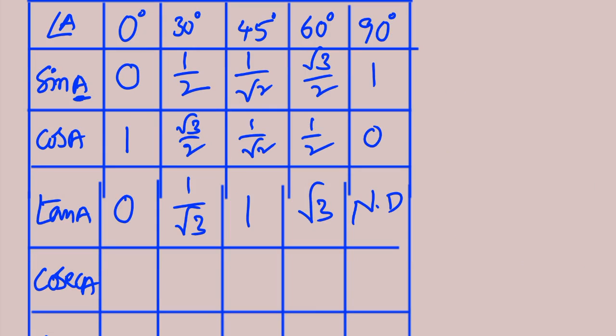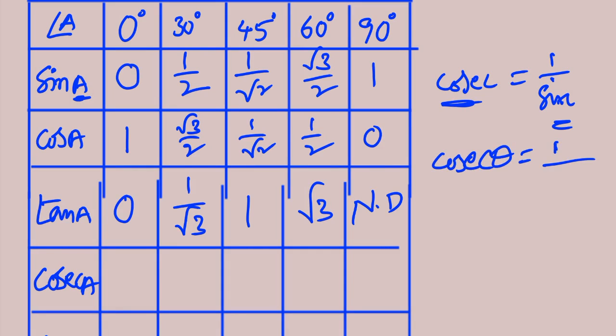Now look at the cosecant ratio. How do we get cosecant values? Generally, cosecant is the inverse ratio of the sine ratio. That means if we want cosecant ratios, we take 1 by sine ratios. These two are reciprocals of each other. If you want the cosecant 0 value, take 1 by sine 0, which is 1 by 0. In the denominator 0 is there, we cannot define it, so this value is not defined.